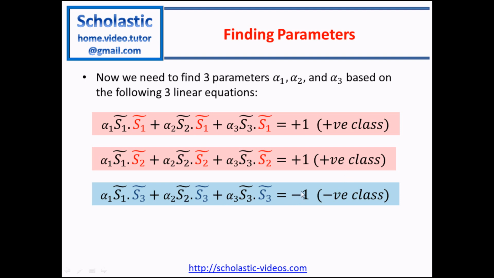If you had more than 3 vectors, you can add them down here, but understand that there may be more than 3 alphas in that case. If you have 4 vectors, you need to make sure that you put a positive one or negative one depending on which class the support vector belongs to. If it belongs to the negative class, you have to put a negative one here.